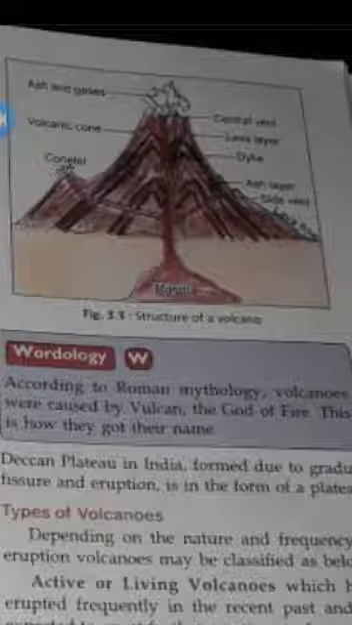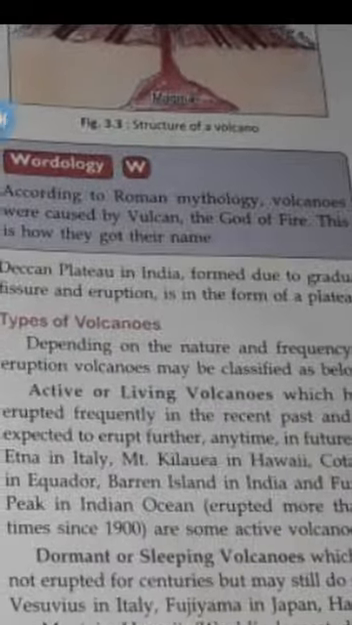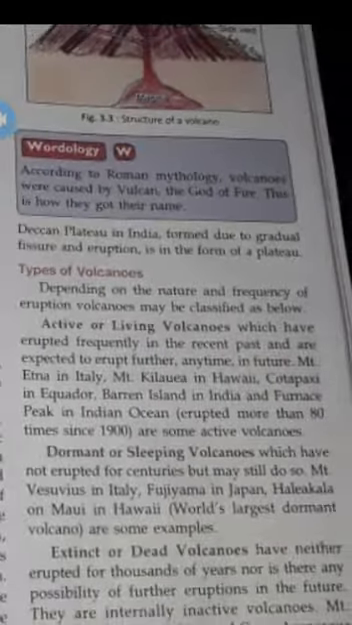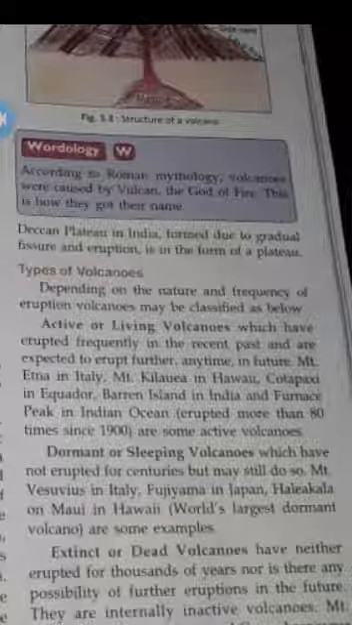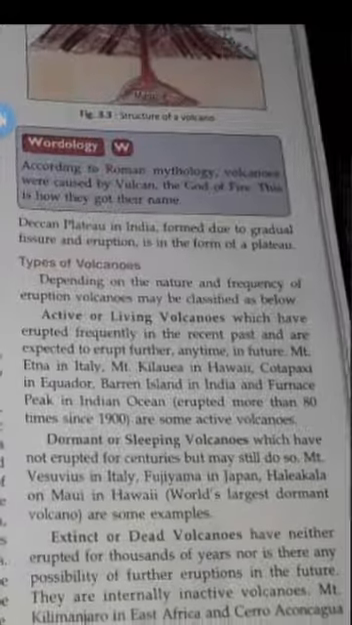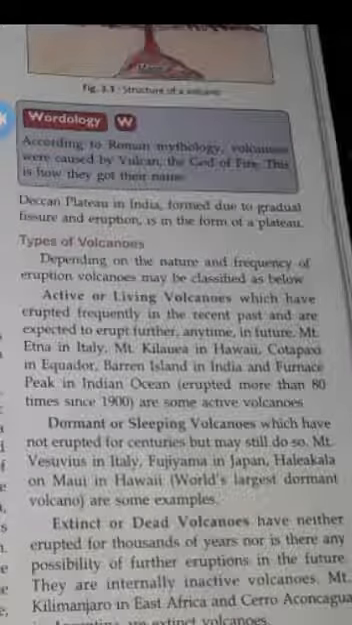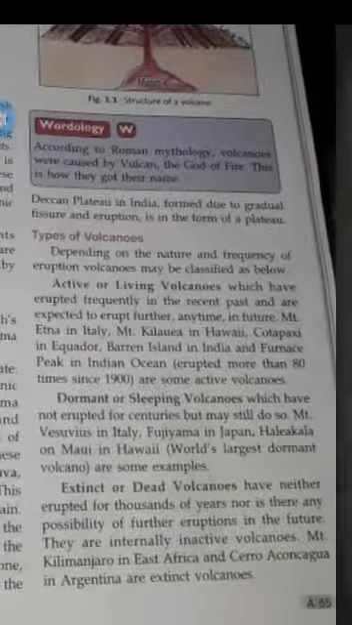Wordology. According to Roman mythology, volcanoes were caused by Vulcan, the god of fire. This is how they got their name. Now, types of volcanoes. Depending on the nature and frequency of eruption, volcanoes may be classified as below.